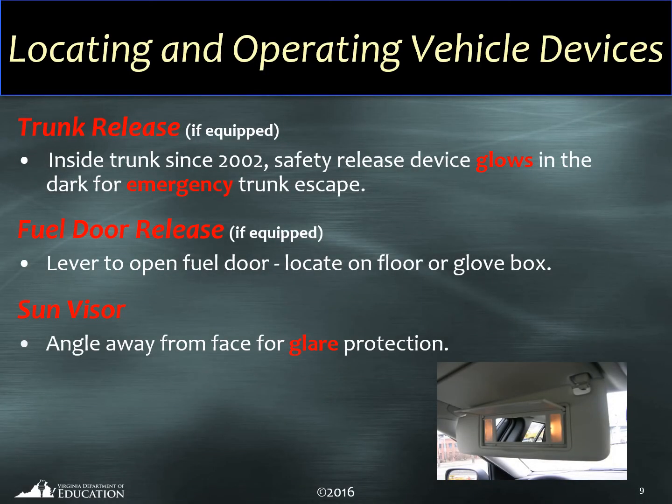Trunk release, again, depending on your vehicle, but most cars do have one. If you're ever confused about your trunk release or your hood release, you can look in your owner's manual to find that information. Same thing goes for your fuel door. Sometimes you may have to press a button to unlock it. It all depends on your vehicle. And then the sun visor, which is used to protect your vision from the glare of the sun.